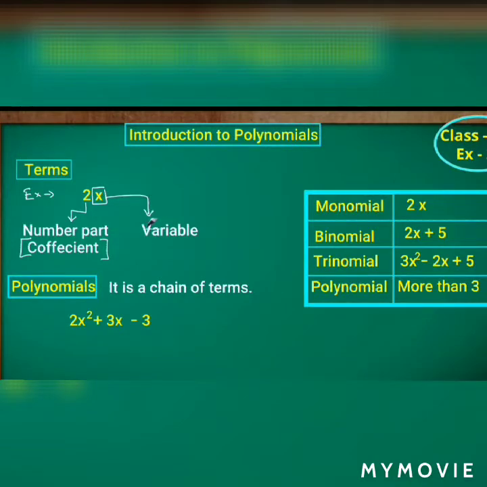So always keep in mind that polynomials are algebraic expressions containing one or more than one term. That is, it is a chain of terms. Suppose I am taking an example 2x square plus 3x minus 3. So I can say here the degree of the expression, that is the degree of the polynomial, is 2.